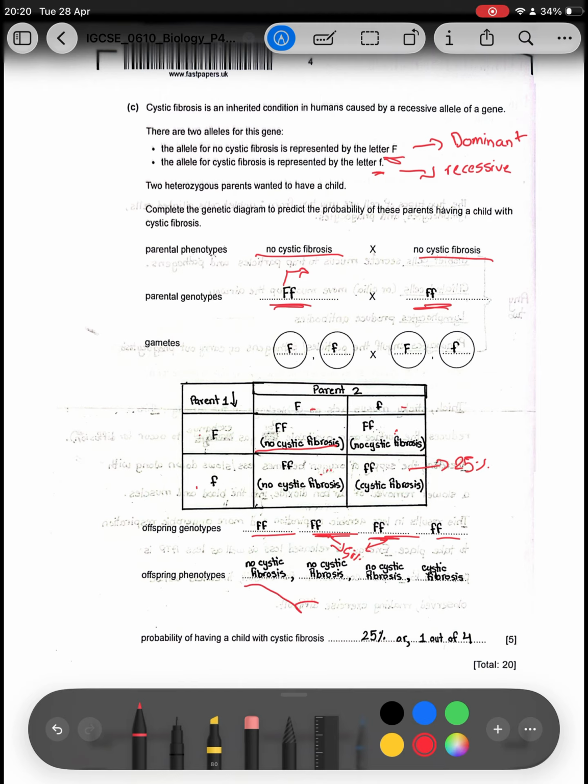But in 70% of the cases, there will be no cystic fibrosis, and only in 1 out of 4 cases there might be. So the probability is 25%, or 1 out of 4.